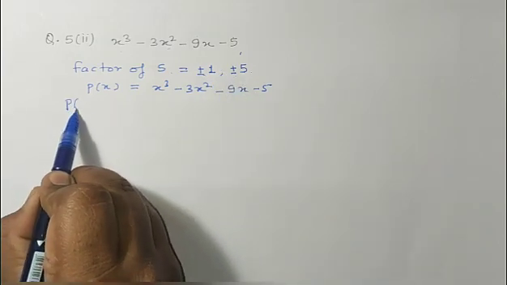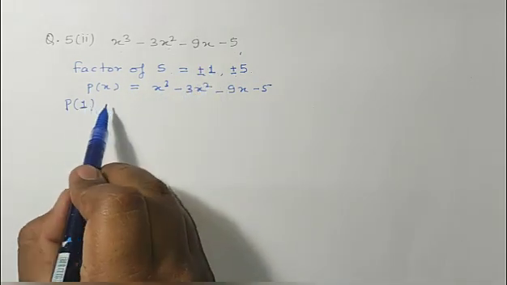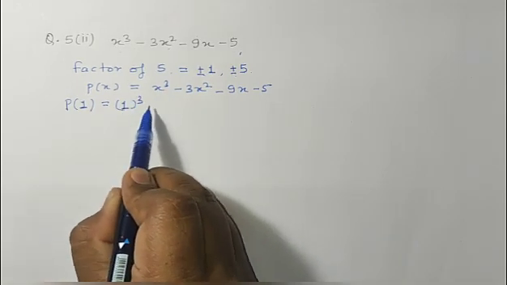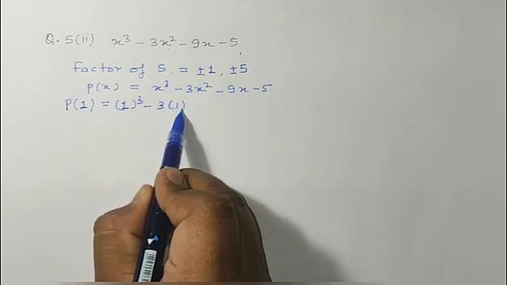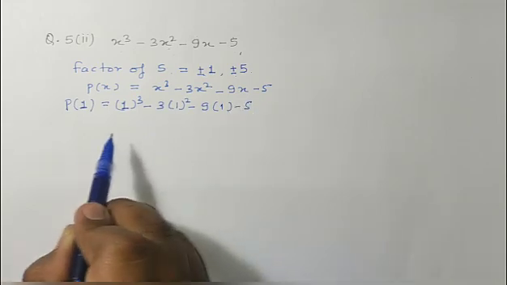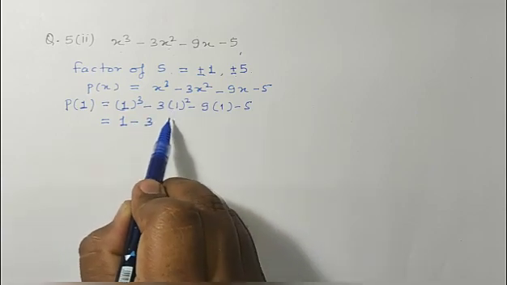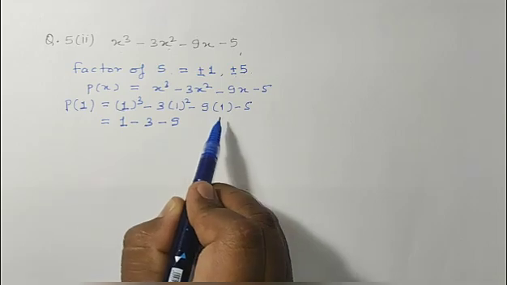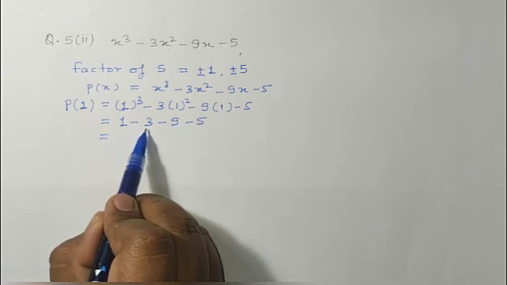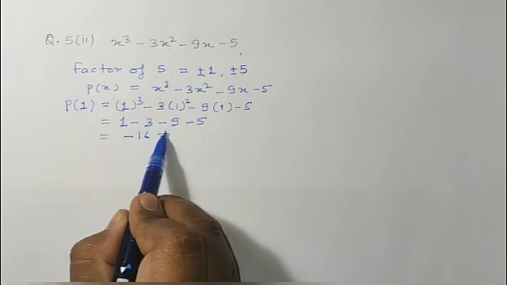Now one by one we will put all the values. Firstly we will find p(1), since plus 1 is there. So at p(1), when we put the value of x as 1, it will be 1 cube minus 3 into 1 square minus 9 into 1 minus 5. See students, 1 cube means 1, minus 3 into 1 square means minus 3, minus 9 into 1 means minus 9, and here it is minus 5. So 1 minus 3 is minus 2, minus 2 minus 9 is minus 11, minus 11 minus 5 is minus 16, which means it is not becoming 0.